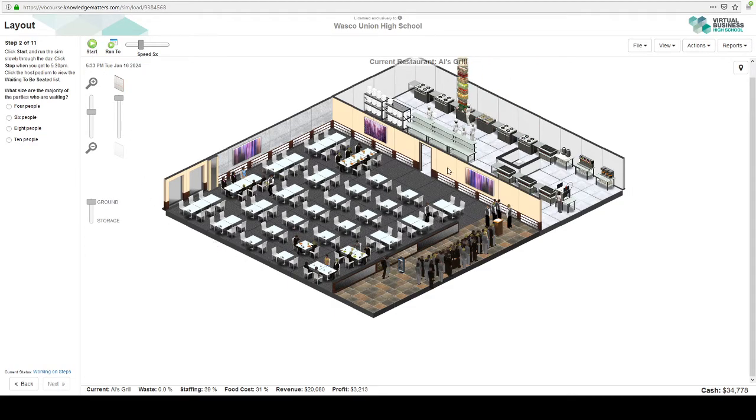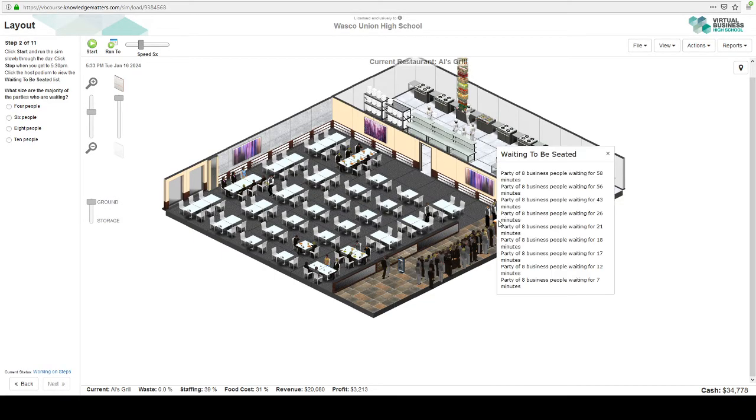Okay, so if you look at the tables, you can clearly see that the largest group that can be seated is a group of 6. So clearly, the reason why these people never get to sit down is there's not a table big enough for them. So let's see what size these parties are that are waiting.